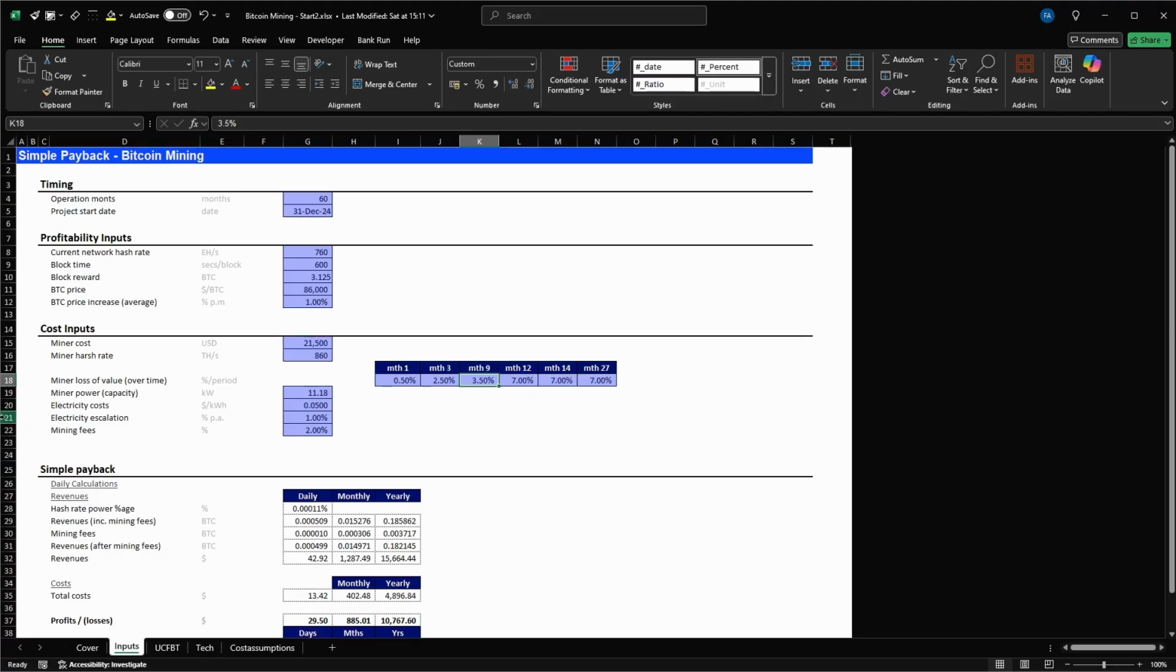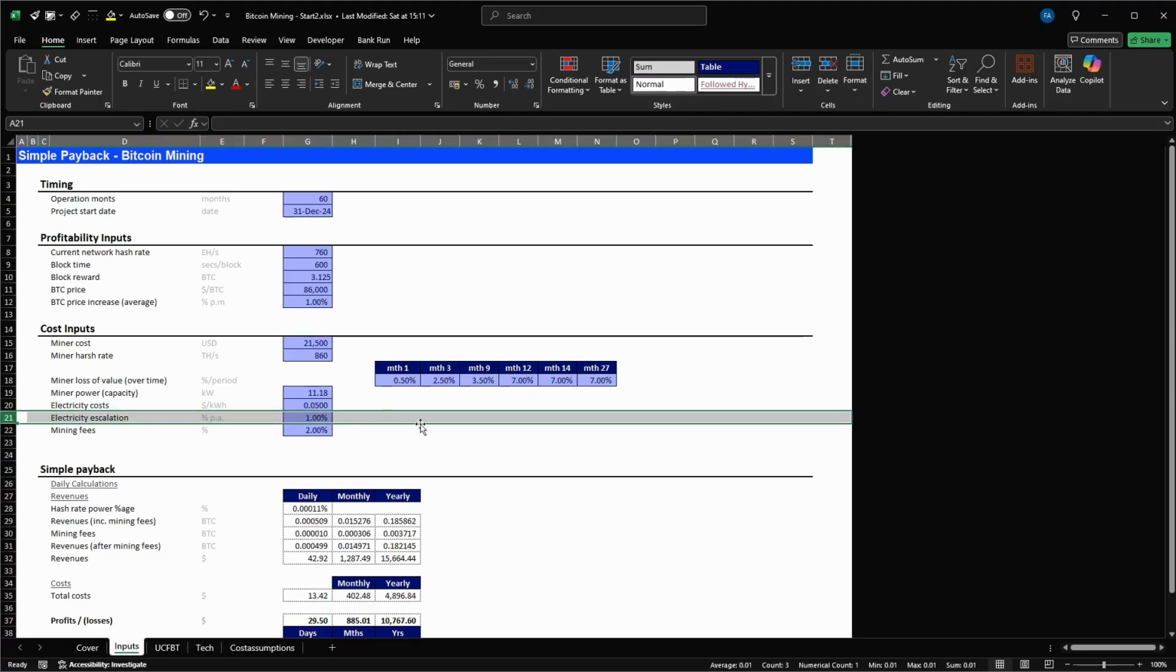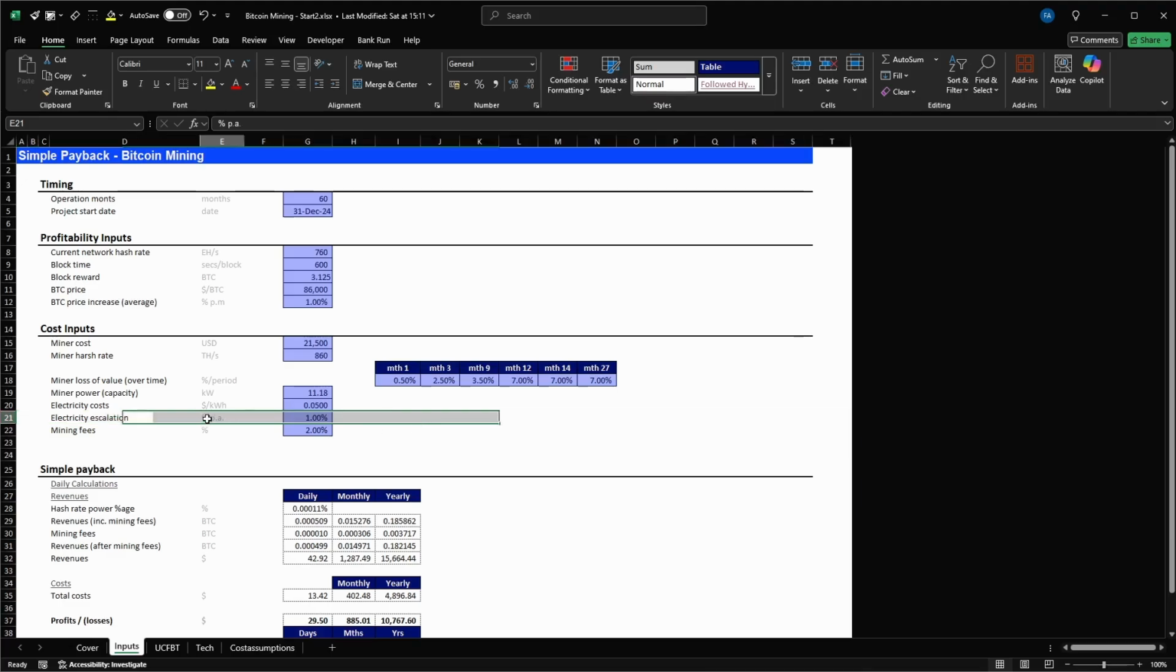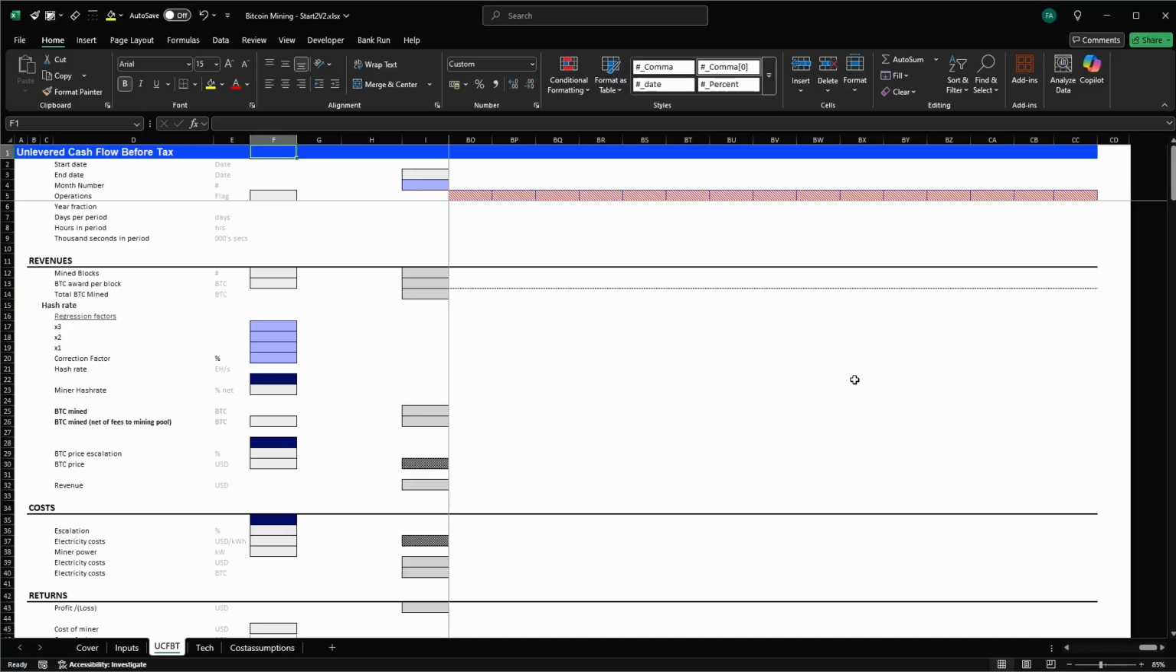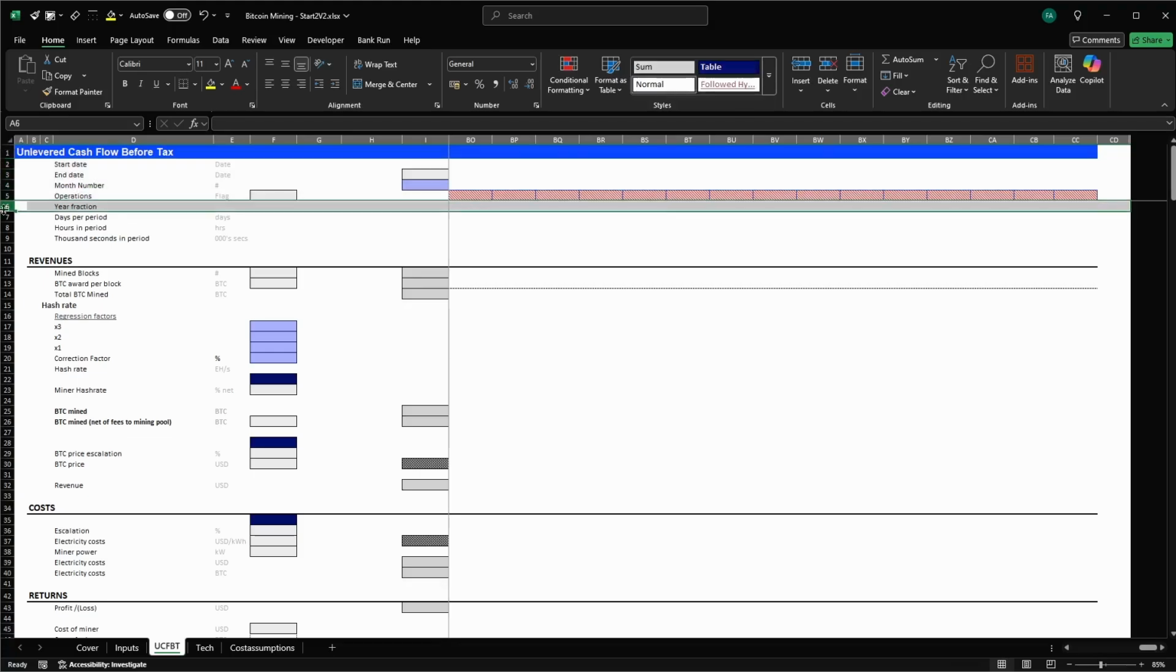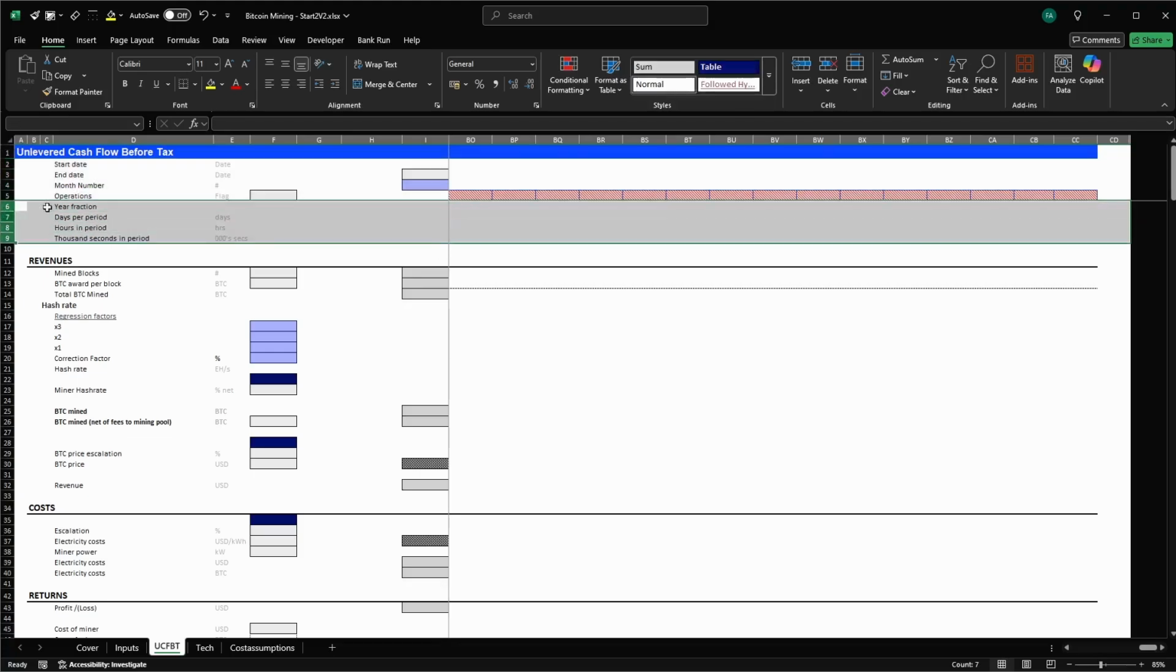And lastly, I just added in here the escalation for the electricity price. So we're going to assume the electricity price is going to go up, and the assumption I have over here is going to be 1% per annum. So with this information in mind, let's go back to the timeline and start populating it. The first thing we have to do is set up our timeline and the columns that we're going to need for this exercise.